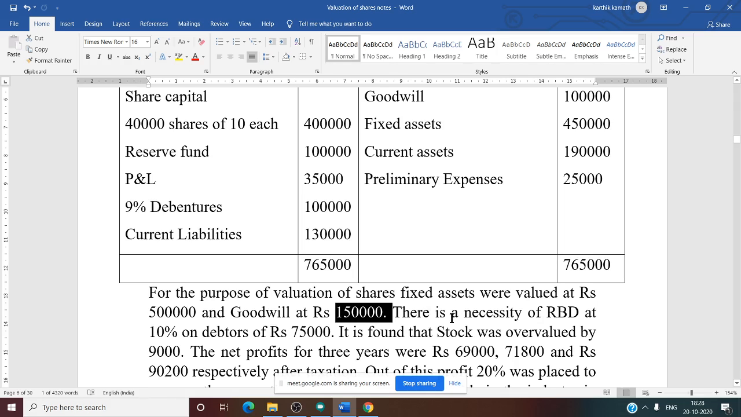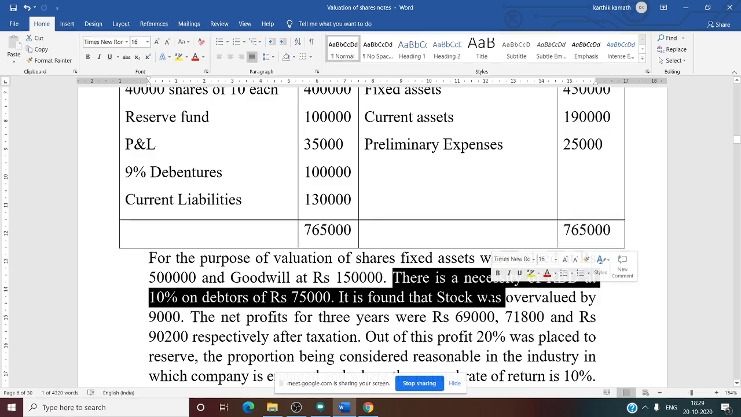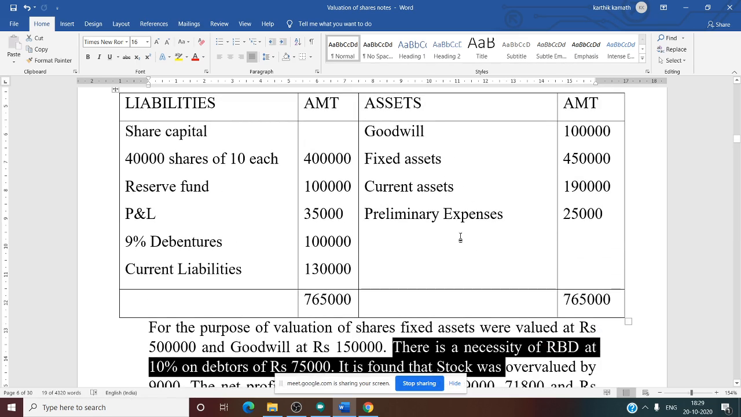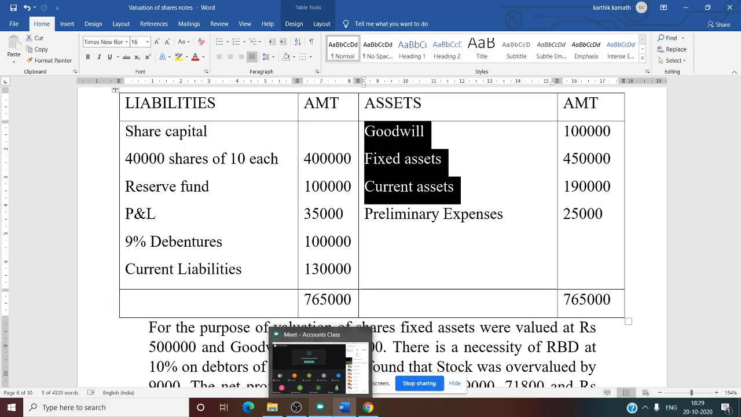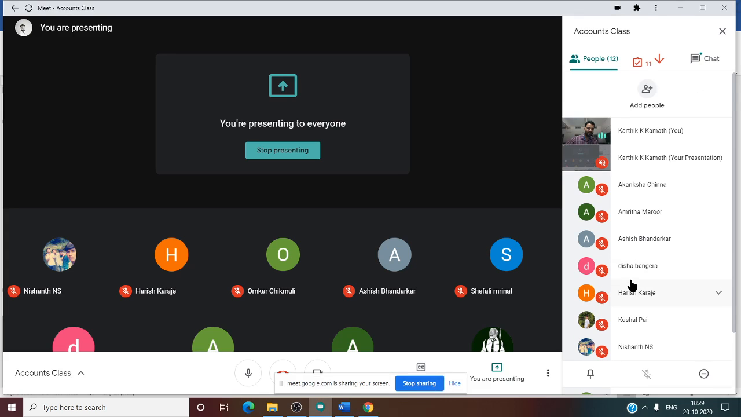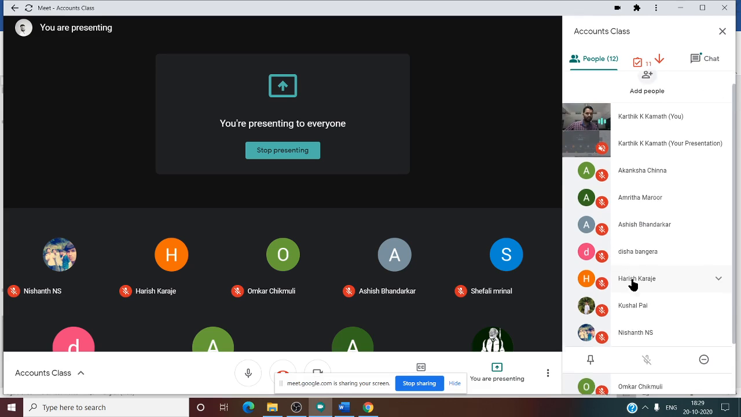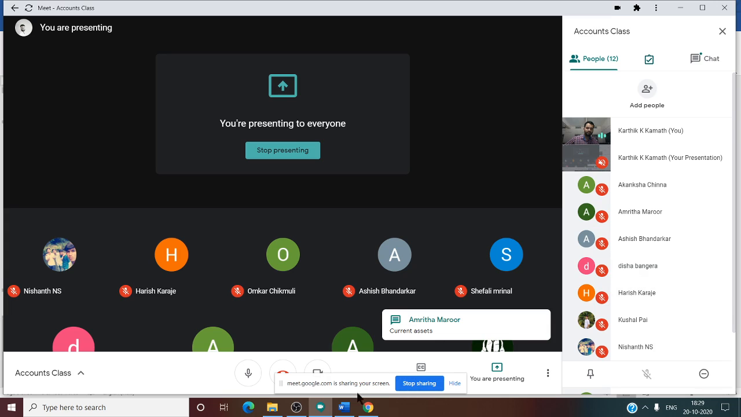Now the next adjustment. Then there is a necessity of RBD. RBD means reserve for doubtful debts, at 10% on debtors of 75,000. But debtor information is not given in this question. So where does debtor come from? Where does debtor come, in goodwill, fixed asset, current asset? Whether debtor comes in fixed asset or current asset? Very simple. Can you tell me now? Debtor. Yes, current asset.